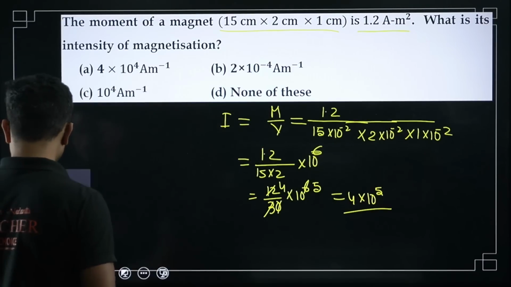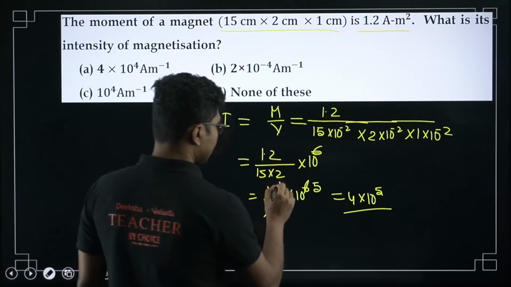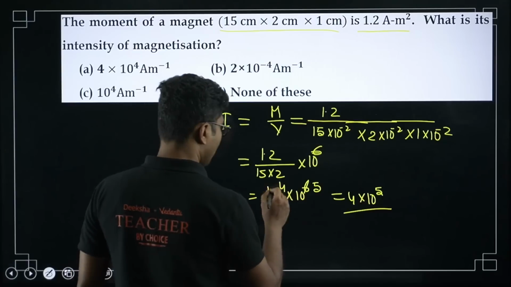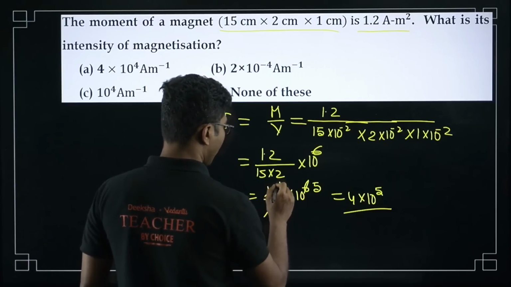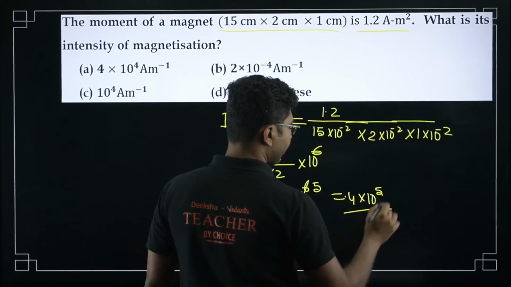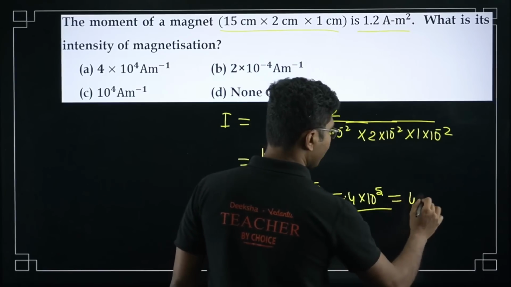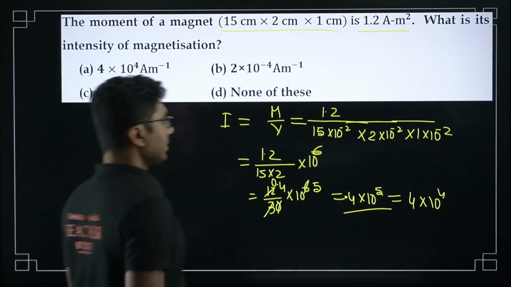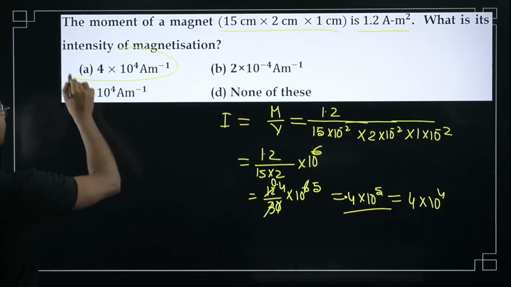There is one small mistake I made here. There is a decimal over here. Okay, so that decimal I missed. So 1.2 was here, so it will be 0.4. So 0.4 means it will be 0.4 into 10 to the power of 5 or 4 into 10 to the power of 4. This decimal I missed. Okay, so the correct answer will be this one.